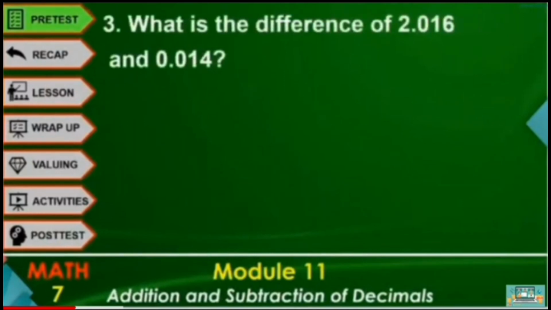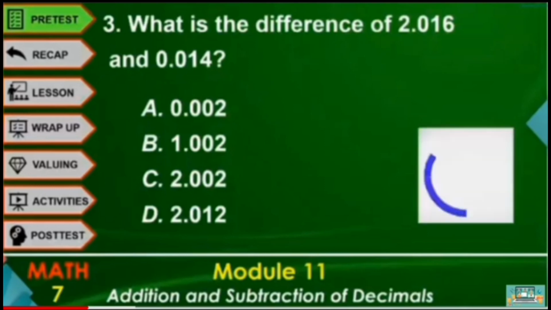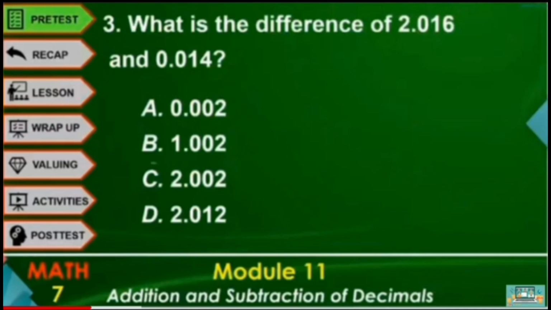Number 3. What is the difference of 2,016,000 and 0.14,000? A. 0,002,000, B. 1,002,000, C. 2,002,000, D. 2,012,000. The correct answer is C.